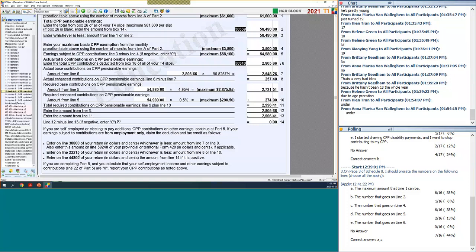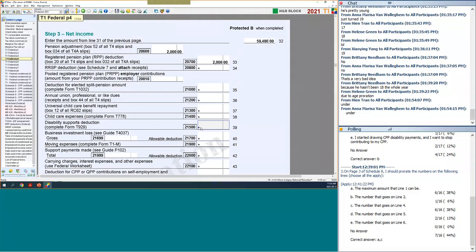And then for line 22215, look at line 8 and line 10. Which one is smaller? Line 8 is smaller. That's the one I'm going to use. And because he underpaid, we know we're not doing a refundable credit. I'm going to take those numbers and put them on the tax return now. So there's my $257.40. That's going to go here.